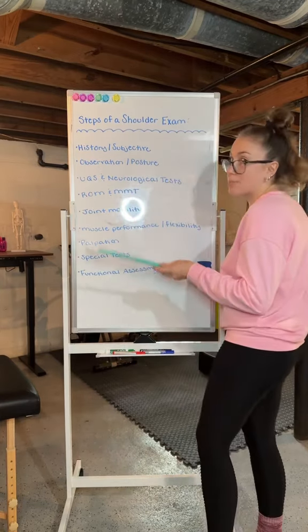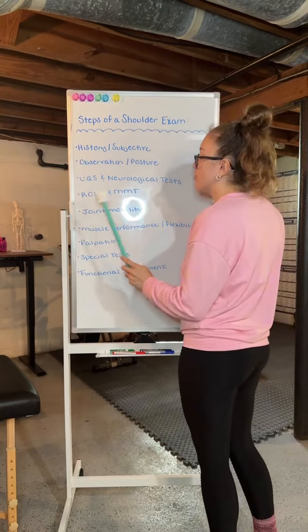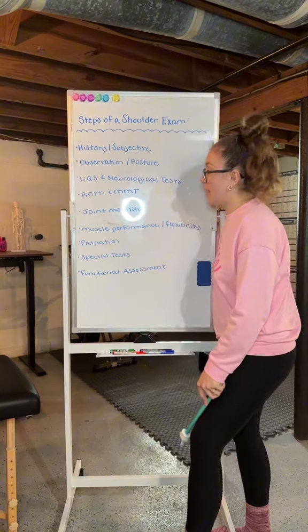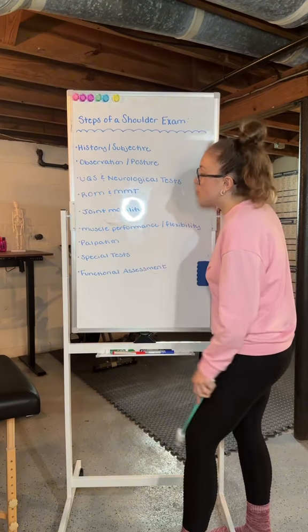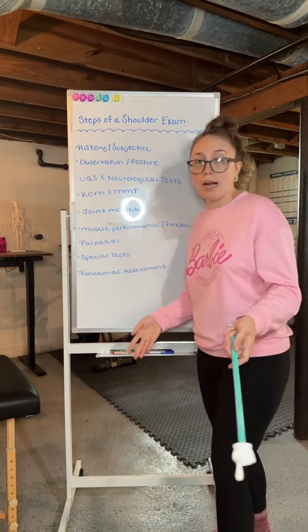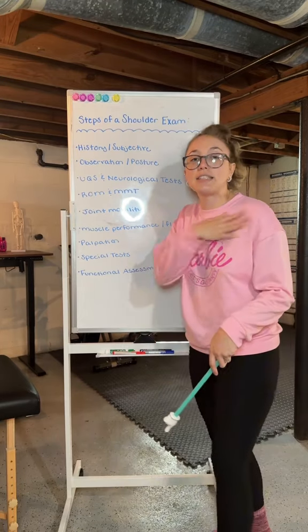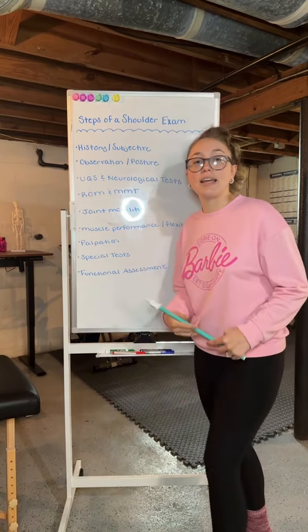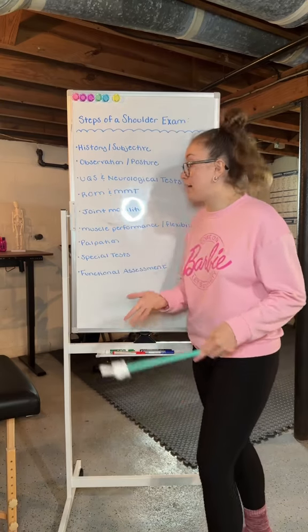After our C-spine is ruled out, we're going to move on to range of motion and manual muscle testing, per usual, like we do every other time. Next up, we have joint mobility. So how are things moving on each other? We always want to compare bilaterally, so our affected and unaffected shoulder. Is one of them moving more than the other? Are we seeing any hyper or hypomobility, etc.?